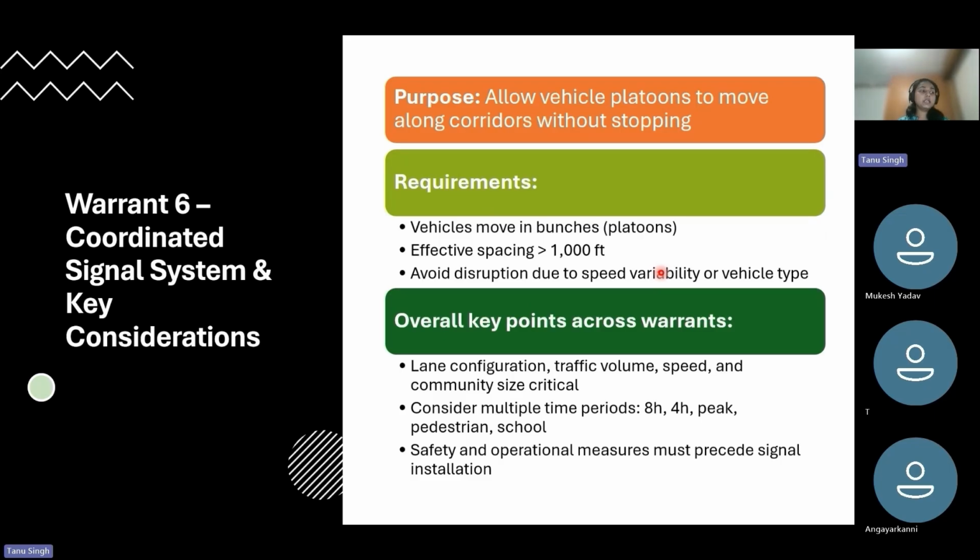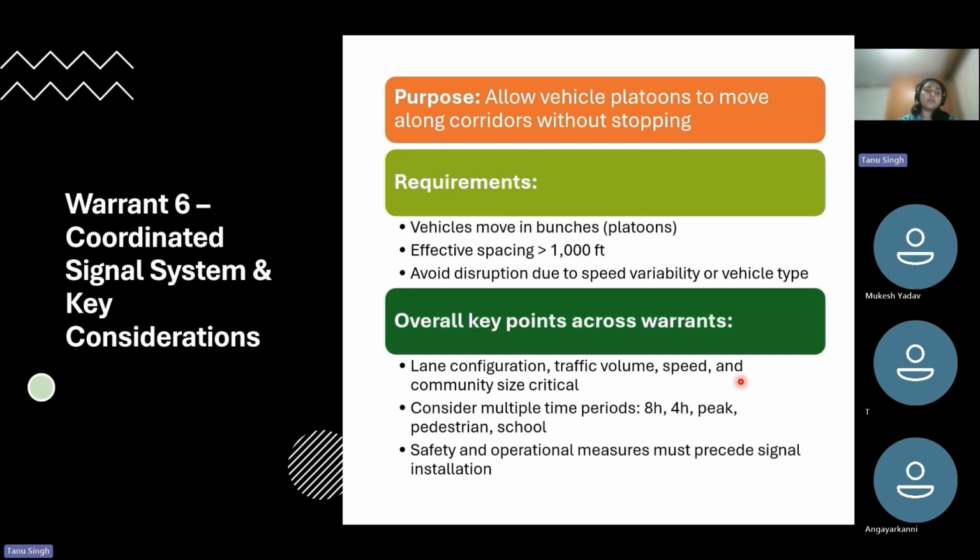Now coming to warrant 6. So warrant 6 mainly focuses on the coordination along the corridors to let vehicle platoons pass without stopping. Here vehicles must move in platoons. If the signal spacing is the requirement, vehicles are moving in platoons, the spacing is greater than 1000 feet, and the coordination fails if vehicles have highly variable speed. So this mainly improves the flow and reduces stop and go driving in the urban corridor.